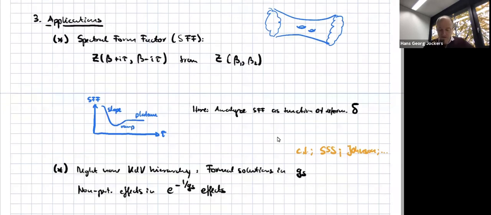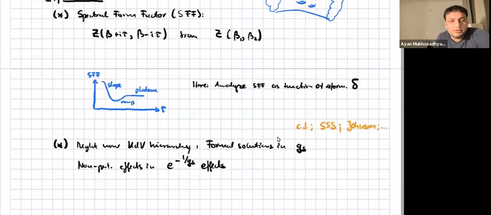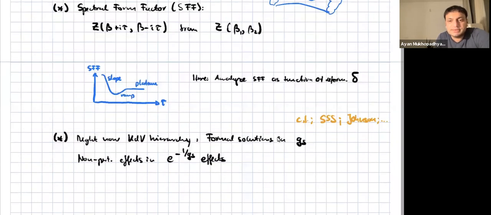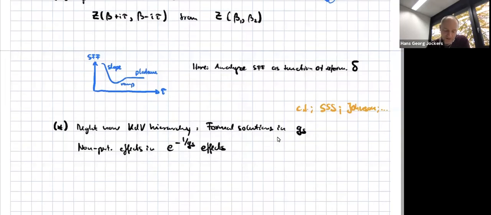Okay, sorry, so there are other applications. I just wanted to ask: so you're saying for large tau, the series will converge? Is that the statement? No, the statement is the following.